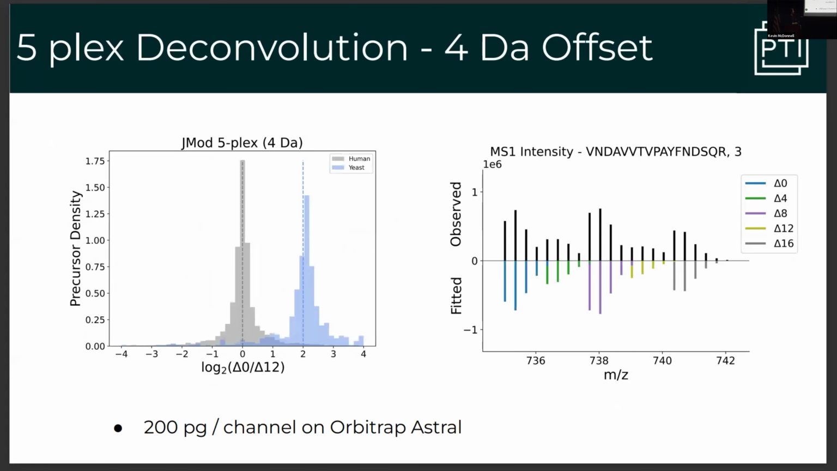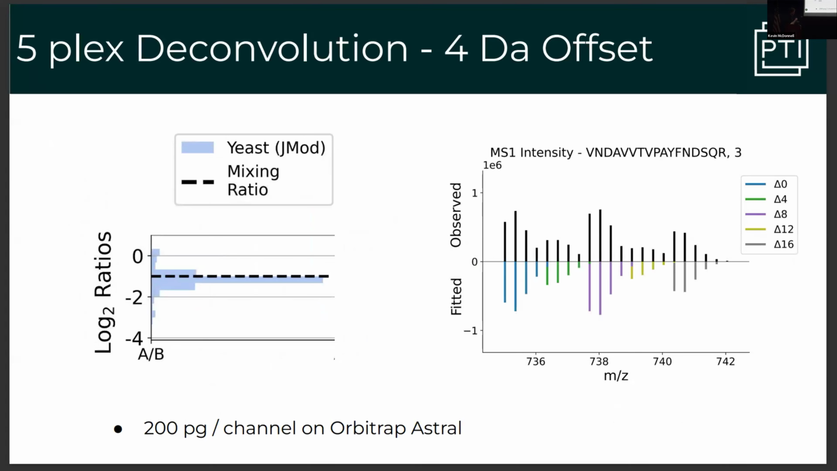And so to start, we'll just evaluate in this 5-plex example. This is still separated by 4 Daltons. You can see JMod has given us very accurate quantitation here. So this is a 4-fold change: delta zero is 4 times higher than delta 12. And we're able to retrieve this 4-fold change back pretty well.